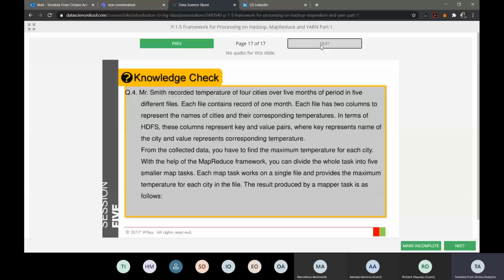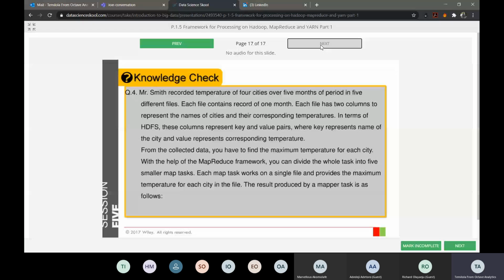Mr. Smith recorded the temperature of 4 cities over a period of 5 months in 5 different files. So we need to take note of the conditions. We have 5 different files: CSV1, CSV2, CSV3, CSV4, CSV5. So he recorded the temperature of 4 cities over 5 months in those 5 different files.